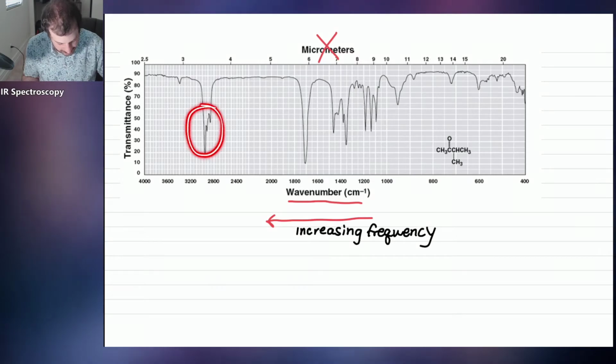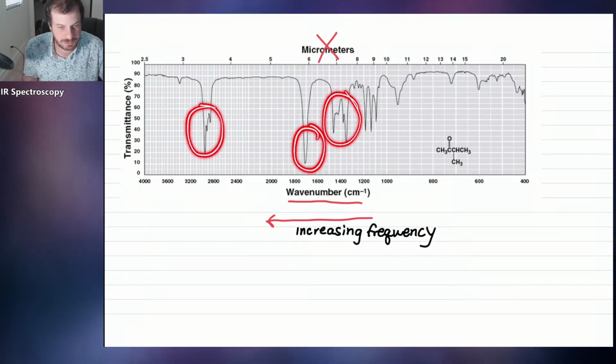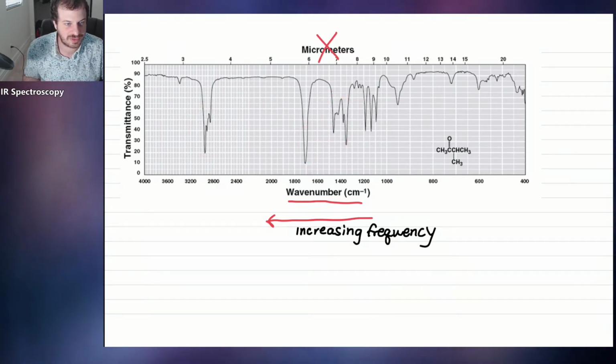What is causing the IR light to be absorbed at these very specific frequencies? It's the presence of bonds inside of the molecule absorbing that light. So, how can we interpret this figure?